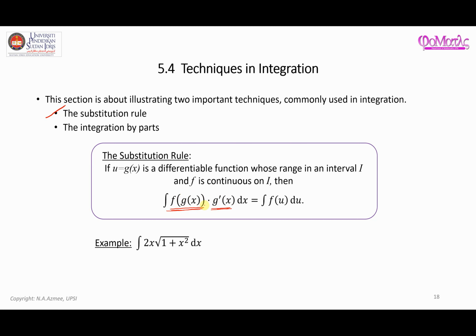If you manage to see the look of the function as such, then you can use the substitution where you take u equals g(x), and the whole look that you have seen on the left-hand side can be represented by this, where you just substitute g(x) as u, so you have f(u), and you can find du. To do this, you have to make sure that u equals g(x) is a differentiable function whose range is an interval I, and f is also continuous on that interval.